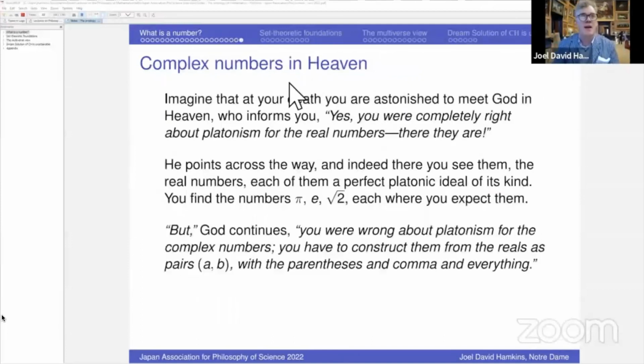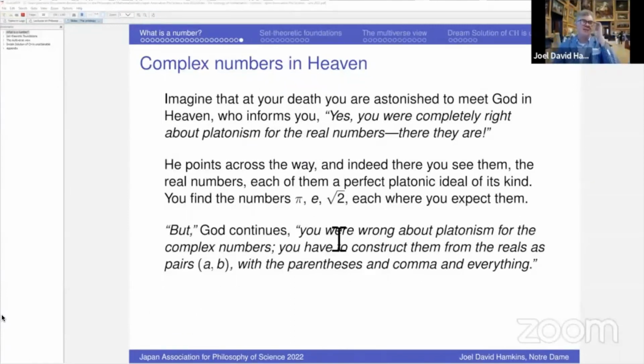Let me relate an allegory. Imagine at your death, you go to heaven and you're astonished to meet God, who informs you, yes, you were completely right about Platonism for the real numbers. There they are. And he points across the way and you see all the real numbers, each of them a perfect Platonic ideal. You find them exactly where you expect to find them. And then God continues, but you were wrong about Platonism for the complex numbers. You have to construct them from the real numbers as pairs with the parentheses and the comma and everything.